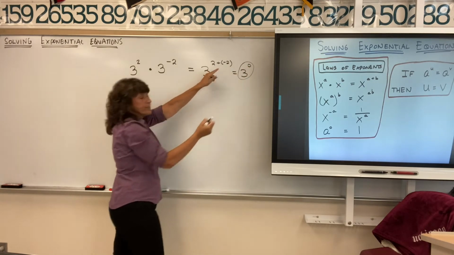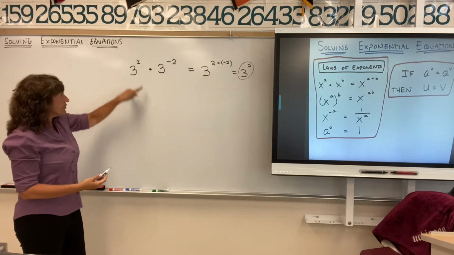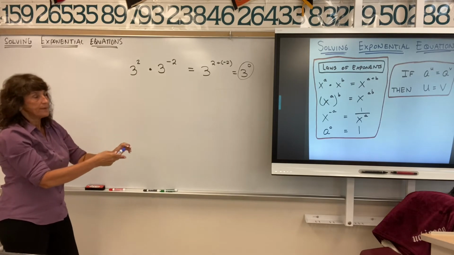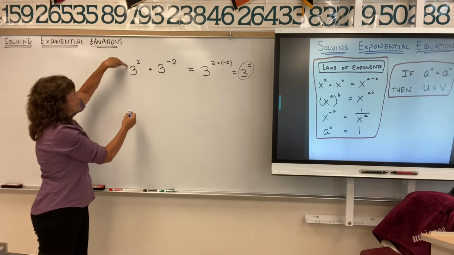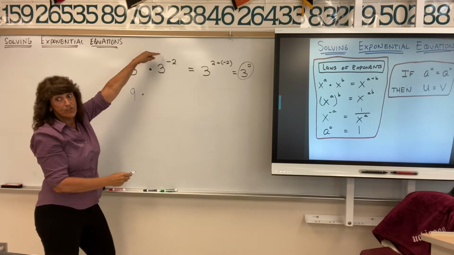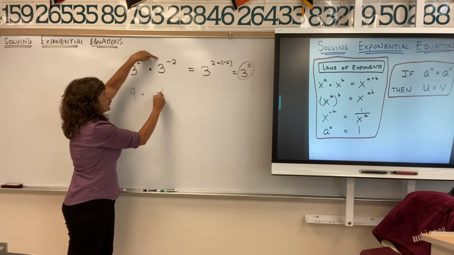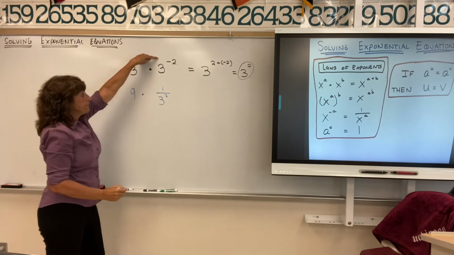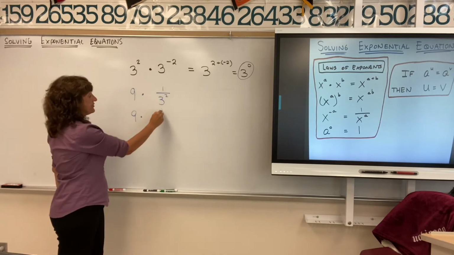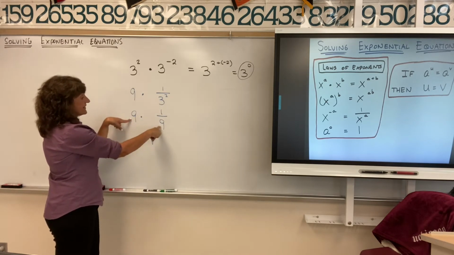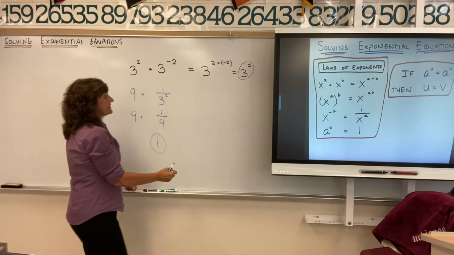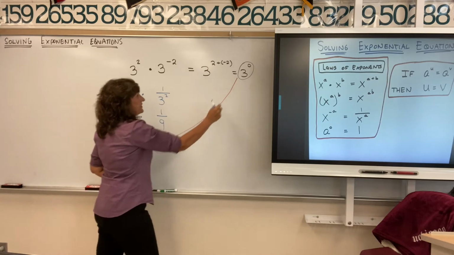But what is 3 to the 0 power? Let's go ahead and compute these numbers, because I'm using numbers. What is 3 to the second power? 3 squared is 9. And then what did we say that we can do with 3 to the negative 2? Well, 3 to the negative 2 is 1 over 3 to the positive 2 power. So in other words, this is 9 times 1/9. When you take 9 and multiply it by 1/9, you get 9 over 9, which is 1. So that implies that 3 to the 0 power must equal 1.